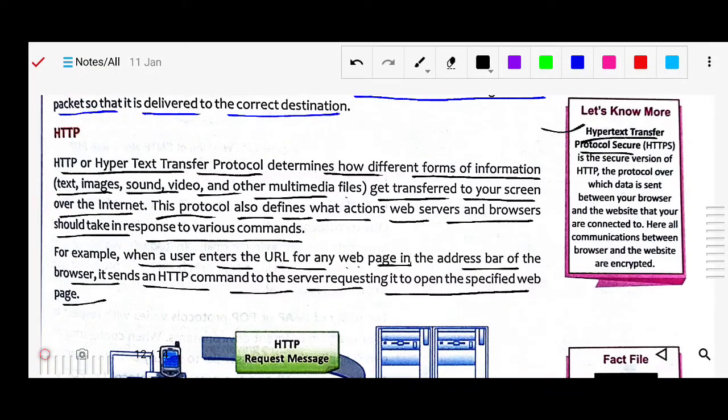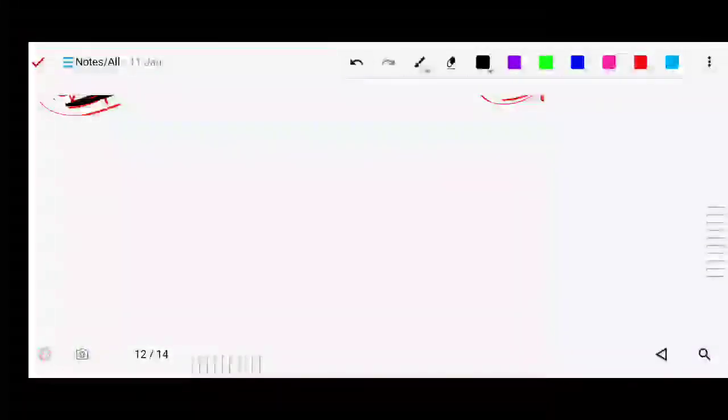It is a secure version of HTTP, the protocol over which data is sent between your browser and the website that you are connected to, and here all communication between the browser and the website is encrypted. So this is one kind of protocol, like here you can see we have connected two devices.